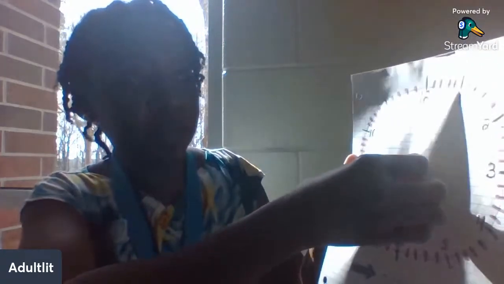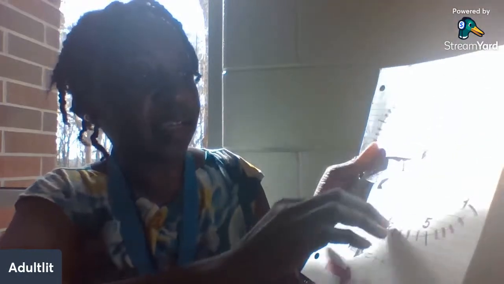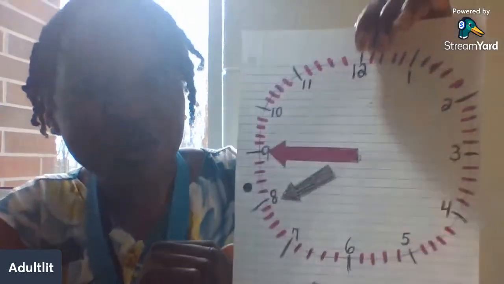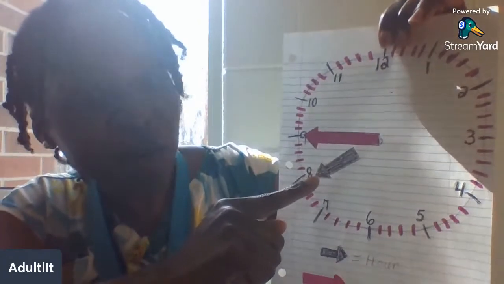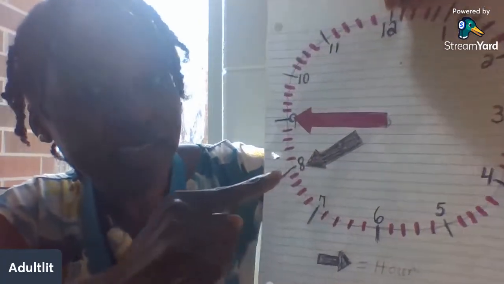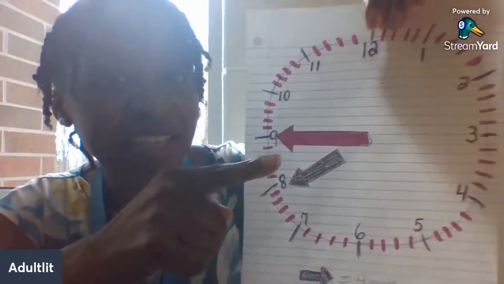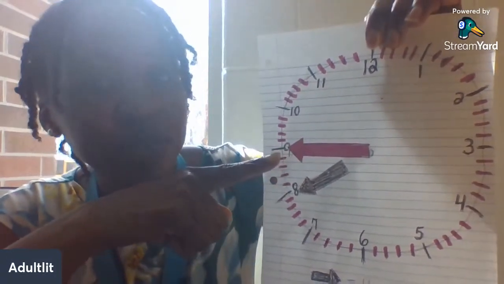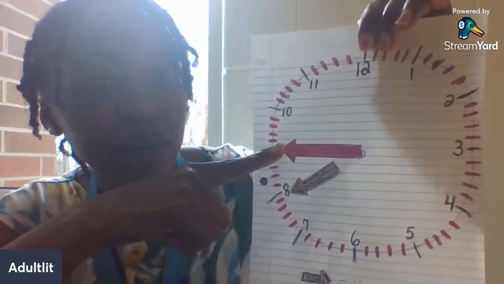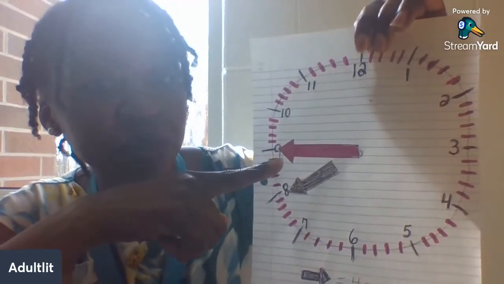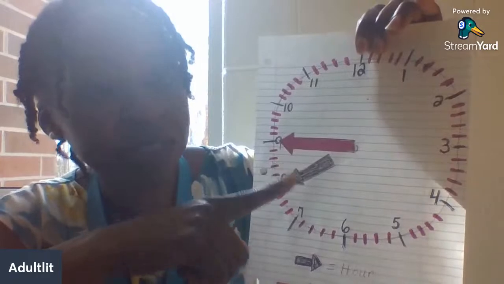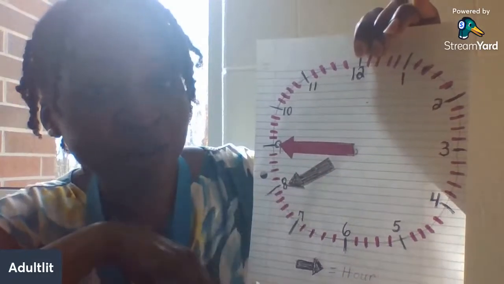Okay, now let's put the little arrow on the 8 for the hour. And then we're going to put the long minute hand, the pink one, on the 9. Okay, so what is the hour? The hour, which is the little arrow, is pointing to the 8. And the long arrow is pointing on the 9, which represents the minutes. The long arrow always represents the minutes.